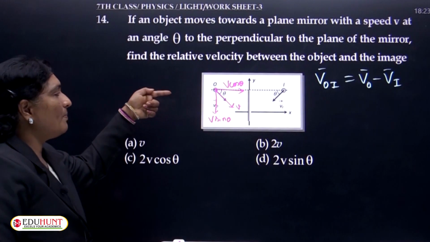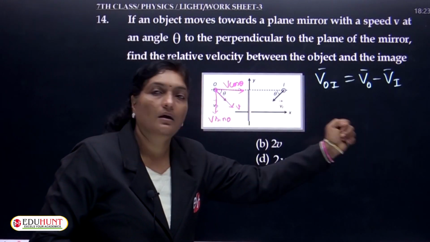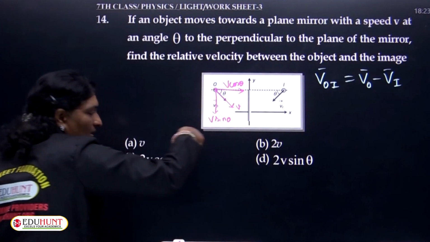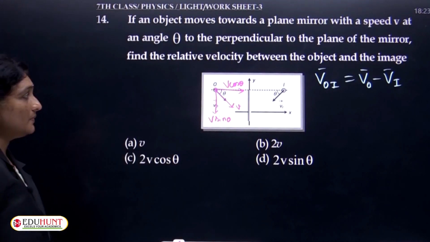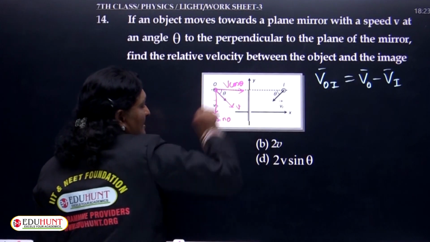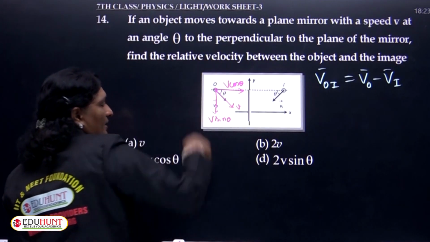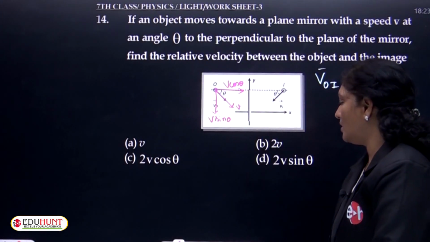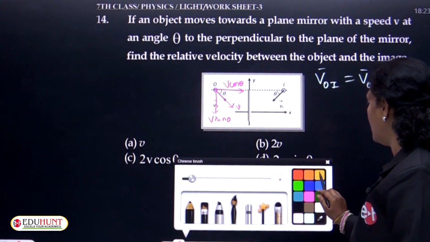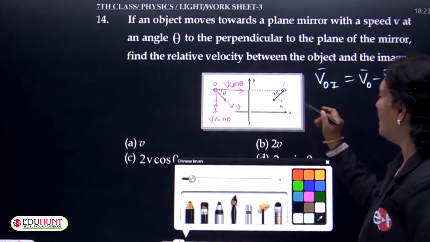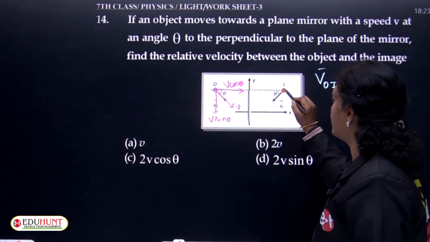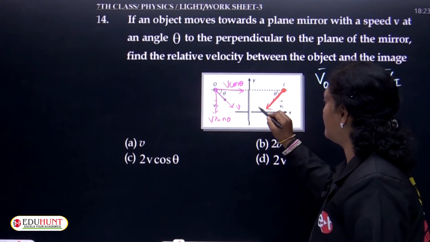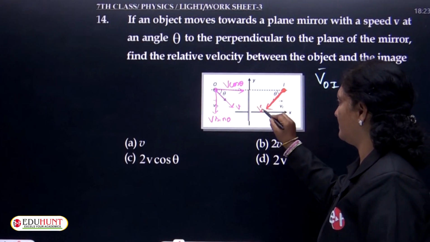The horizontal component is facing towards the right side, whereas the vertical component is moving downwards. This is along positive x-axis and this is along negative x-axis. Similarly, if you focus on the direction of the image, we see that the direction of the image is in this direction, which is moving with velocity v.